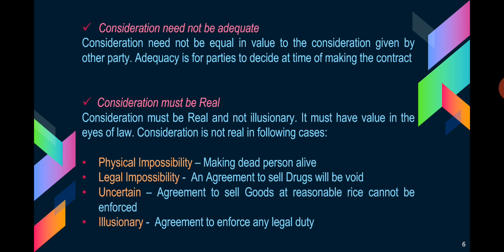Likewise, it should not be illusionary. Illusionary means you should not do something just to fake your contract. For example, if you are signing an agreement with a police officer to go and perform his legal duty, you cannot say that it is a real consideration, because an agreement to perform a legal duty becomes illusionary. So consideration must be a real consideration. It should have some value in the eyes of law.